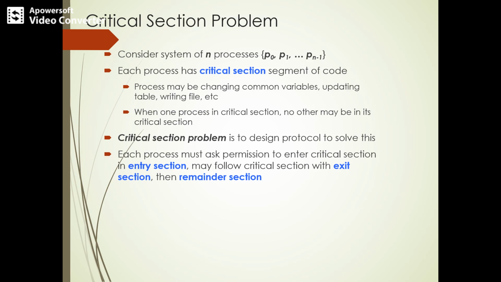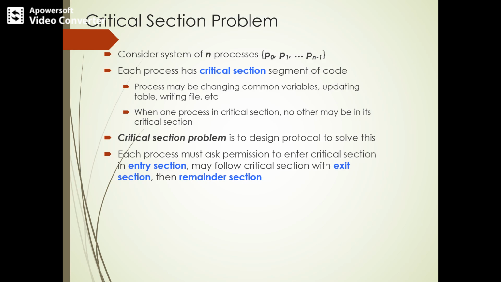But let me define what a critical section is. A critical section is a block of code that only one process at a time can execute, so that when one process is in its critical section, no other process may be in its critical section. The critical section problem is to ensure that only one process at a time is allowed to be operating in the critical section. Each process takes permission from the operating system to enter into the critical section.